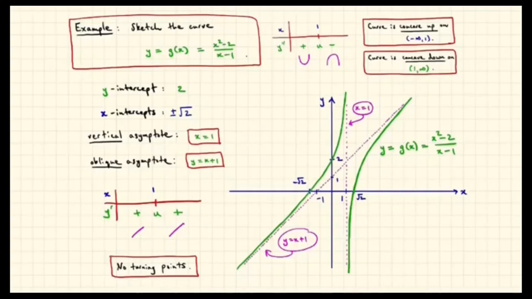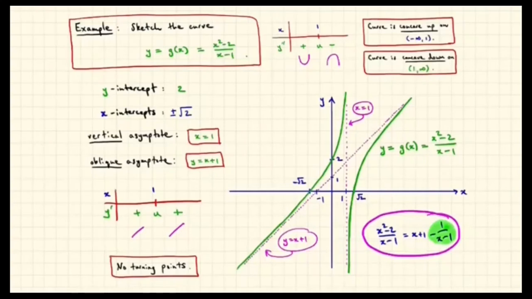The reason for the oblique asymptote is that the rule for the function splits up into a linear piece, x plus 1, take away this extra piece, 1 over x minus 1. This means that to the right, the curve is approaching the oblique asymptote from below, because we are taking a small positive piece away from the linear piece. But to the left, the curve is approaching the oblique asymptote from above, because we are taking away a small negative piece, which is the same as adding a small positive piece.